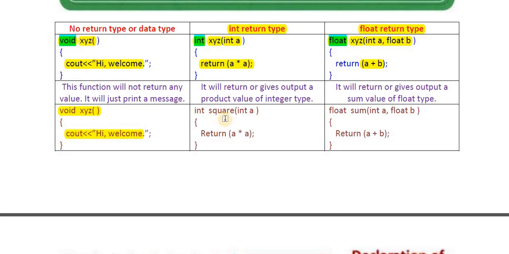Then in this example, the function name is square. In this function we calculate the square of a number. It will accept a value like 1, 2, 3, 5, then calculate the square of that number and return the value as an integer. Here also, this is a sum function with two parameters, a and b. It will return the sum of a plus b.